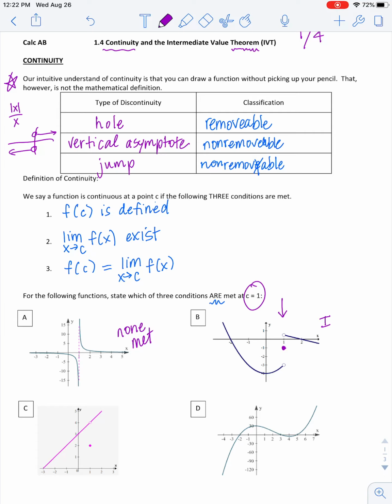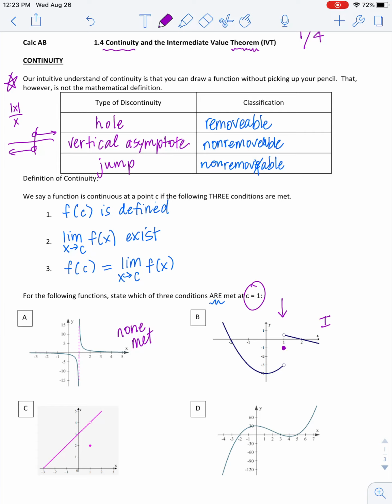Does the limit exist here at 1? We would probably say no because our function's going to different values there. So condition 2 is not met, and therefore, since 2 is not met, 3 can't be met. So the only one that's true here is part 1 of the definition. Okay, let's look here at graph C.